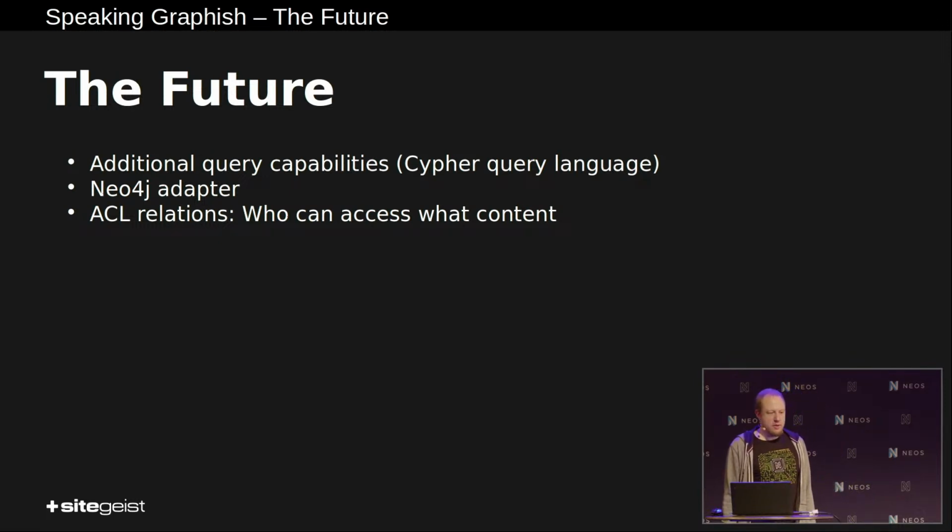And one other thought are some kind of ACL relations where you can control who can access what node, for example. This will have impact on future versions of the API, but it's basically just adding new commands and so on.